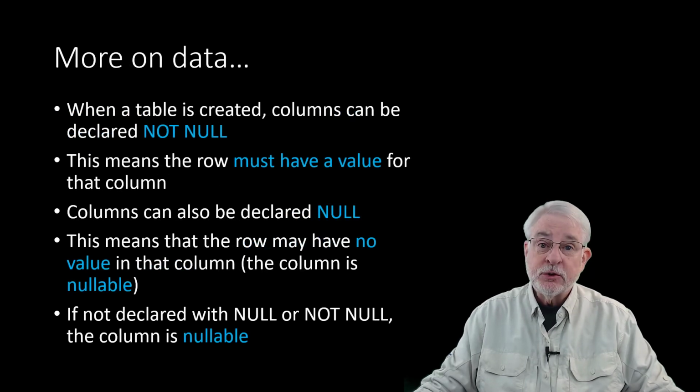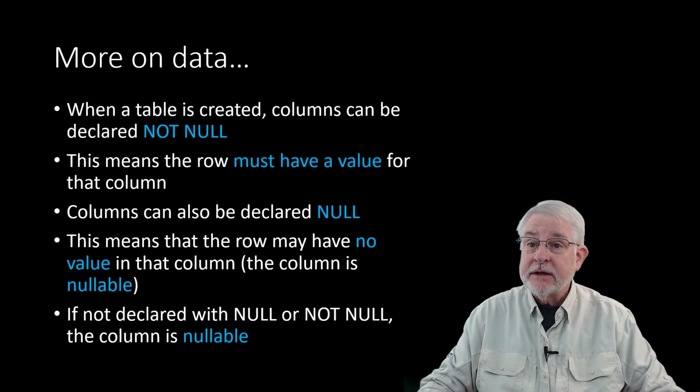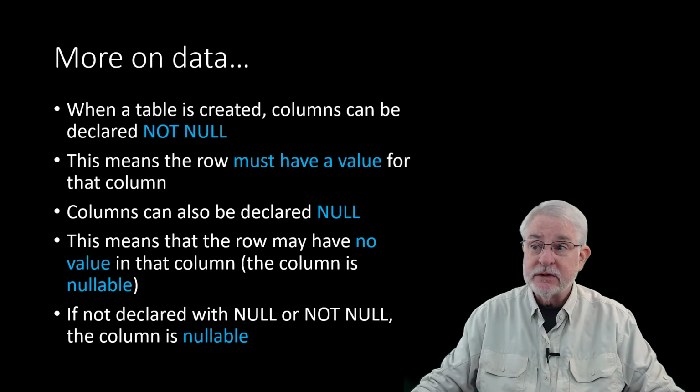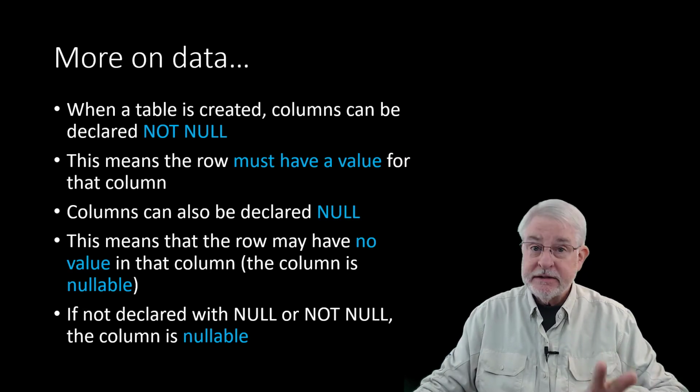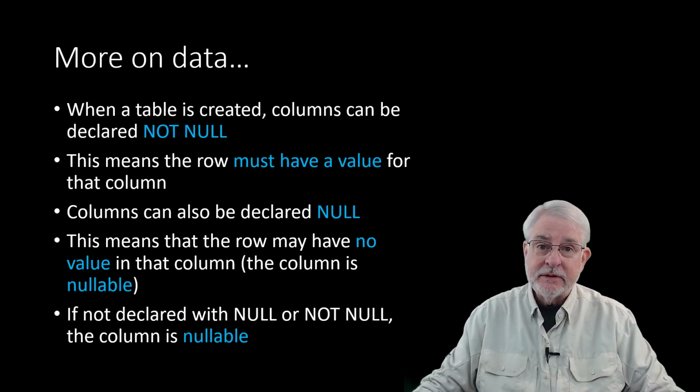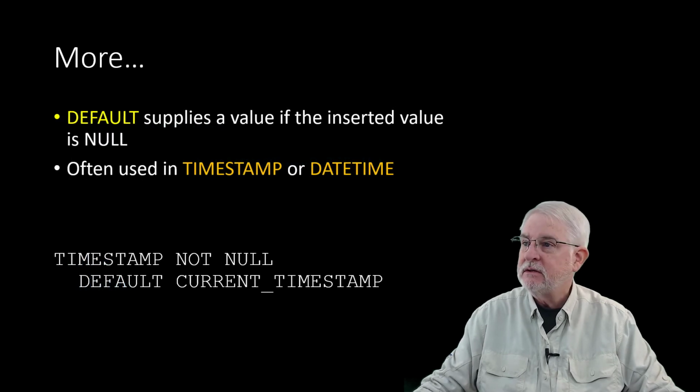And when a table is created, columns can be declared NOT NULL. Now this means that they must have a value when a row is inserted. Columns can also be declared as NULL, and this means that there is no value in the row at all. That means that the column is nullable. If not declared with NULL or NOT NULL, the column is nullable, meaning it can contain a null value.